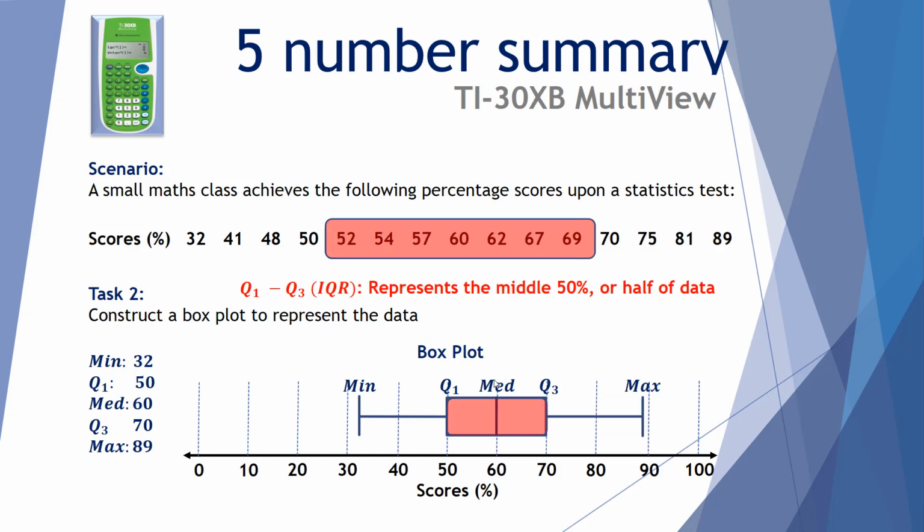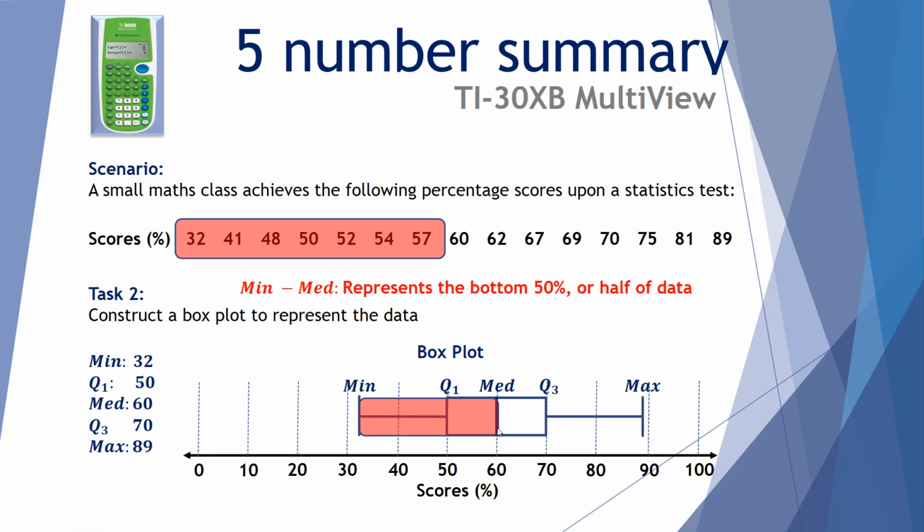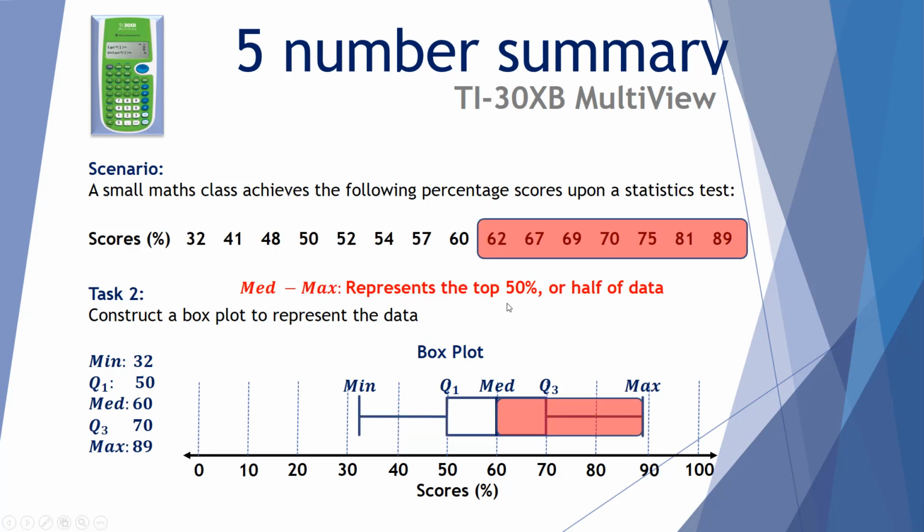We can further analyze this and look between Q1 and Q3, our two quartiles. This is described as the interquartile range. It means between the two quartiles, Q1 and Q3. It represents the middle 50% or half of data. From the minimum to the median represents the bottom 50% of our data. And finally, between the median and the maximum represents the top 50% or half of our data.